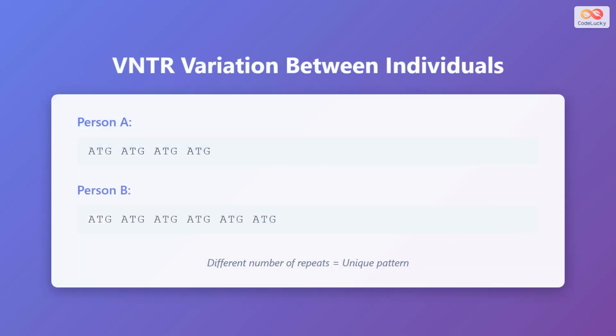Let me illustrate how VNTRs vary between people. Person A might have the sequence ATG repeated 4 times at a particular location in their DNA. Meanwhile, person B might have the same ATG sequence repeated 6 times at that exact same location. This difference in the number of repeats creates a unique pattern for each individual. Scientists analyze multiple VNTR locations simultaneously, creating a distinctive genetic profile that is virtually unique to each person.